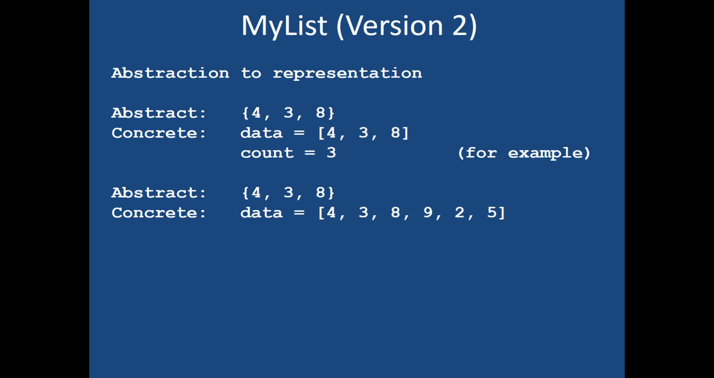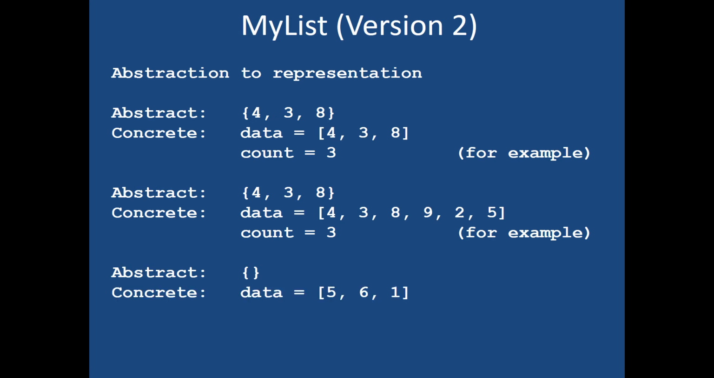Okay? Here's another one. Same abstract object. In both cases, the list contains 4, 3, and 8. But in this case, data has 6 elements for some reason, but count is 3. So that's just telling us to only pay attention to the first 3 elements. Okay? And what could represent the empty list? Count's going to be 0, and data can be anything, according to our representation strategy.